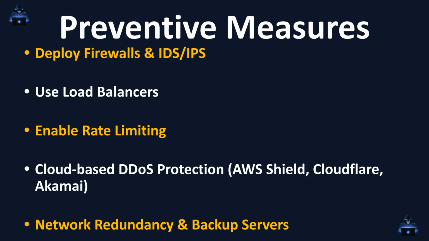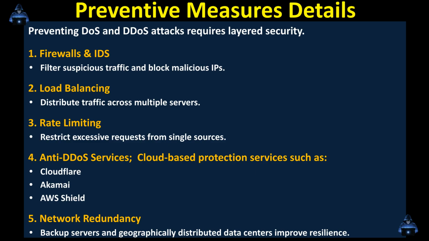Preventative measures include deploying firewalls and IDS/IPS, using load balancers, enabling rate limiting, leveraging cloud-based DDoS protection, and ensuring network redundancy. Layered security is key. Firewalls filter traffic, load balancing distributes it, and rate limiting restricts excessive requests. Cloud services like Cloudflare offer specialized protection, and network redundancy improves resilience.